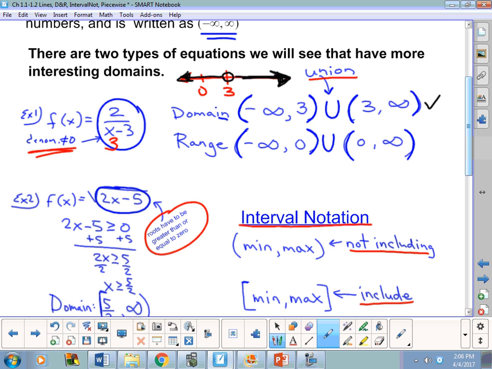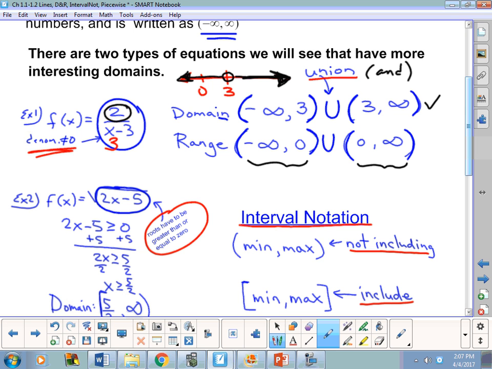Now with fractions, the range, the numerator is not a variable, it's just a constant, it's 2. So that means it's interesting that this fraction can never equal 0. And so that's why we have our range go from negative infinity to 0, and then 0 to infinity. And the U just kind of means "and," put together.